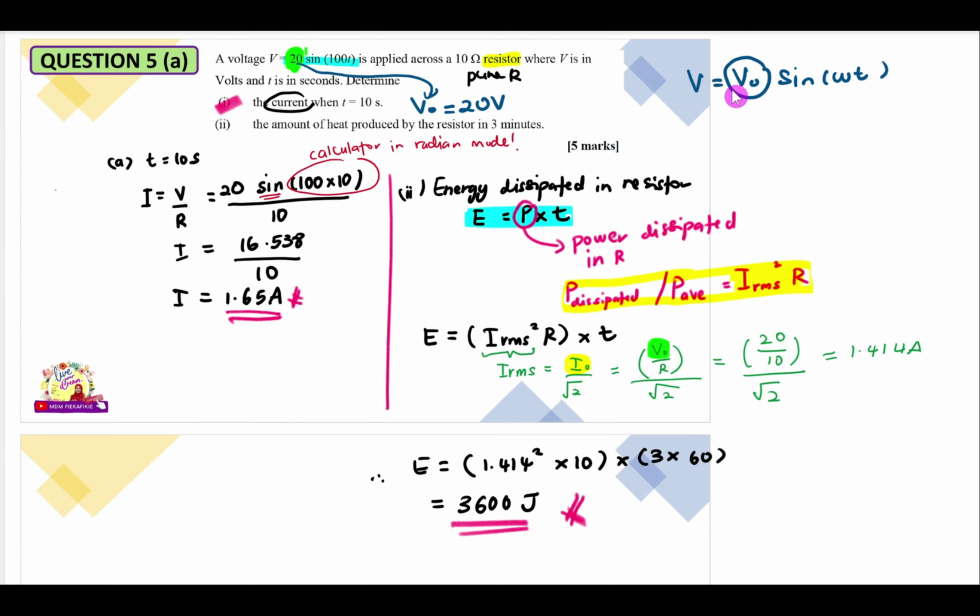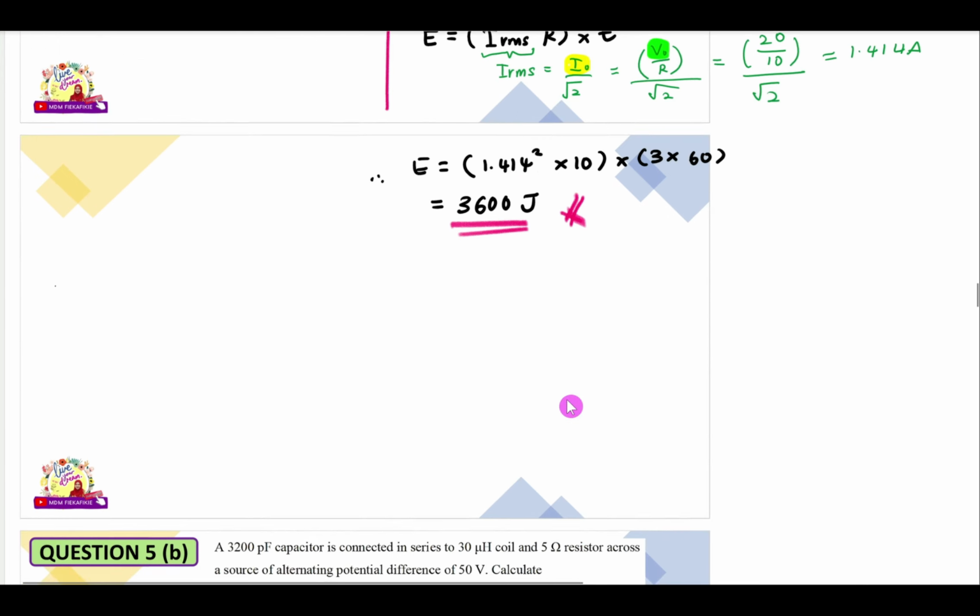So, V0 from the general equation that was given, you know, the 20 is 20 volts of the peak current. Okay. So, substitute the values, we will get IRMS and we can solve it. Okay. So, finish 5A. And then question 5B.